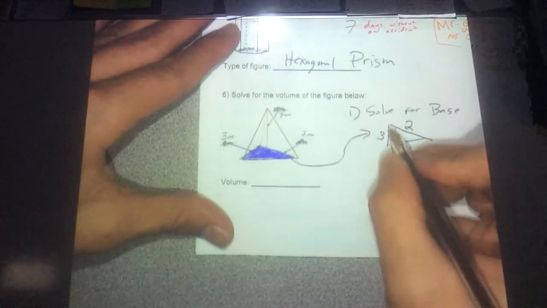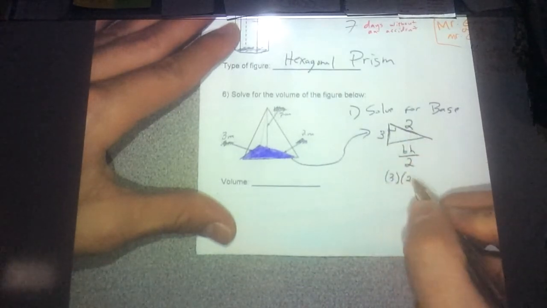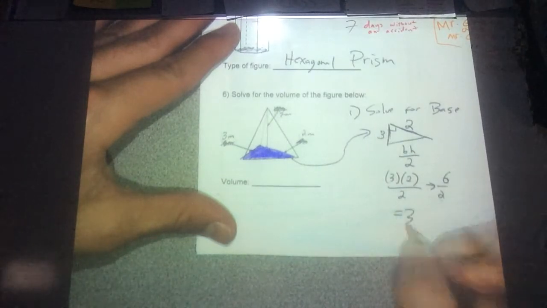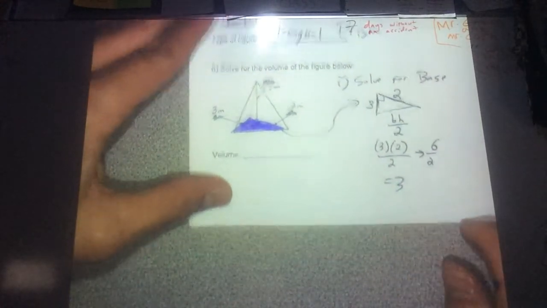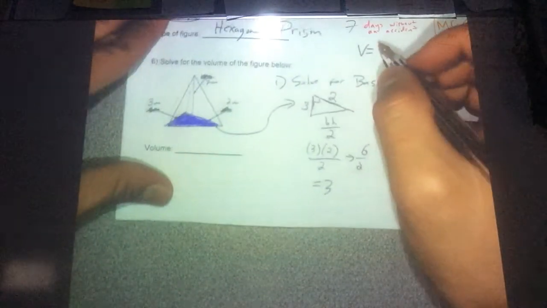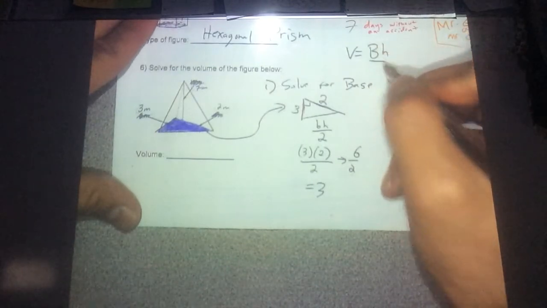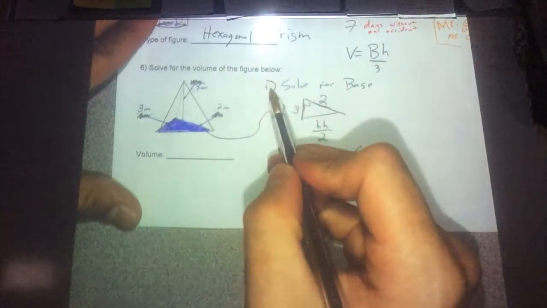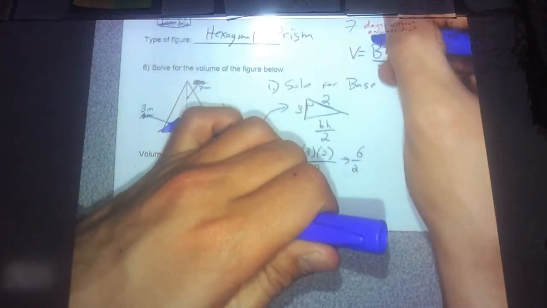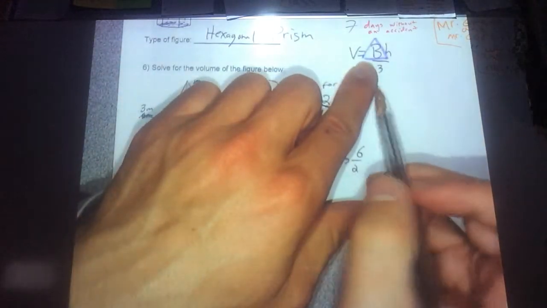And so the base is going to be here, this 3. So it's going to be 3, and the height is 2. And then divide by 2, which gives me 6 over 2, which gives me 3. So the area of the base is going to be 3. Now the volume of a pyramid is going to be base times height divided by 3. So the reason why this is the first step, this right here is the base. So we're going to solve for this area of the base first.